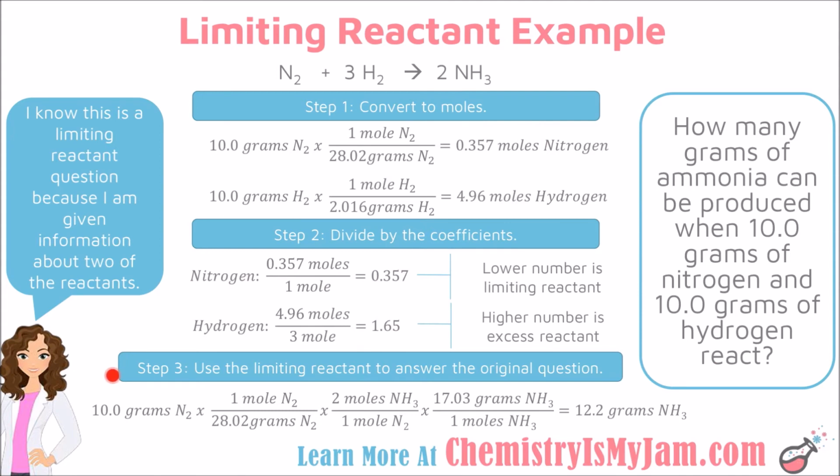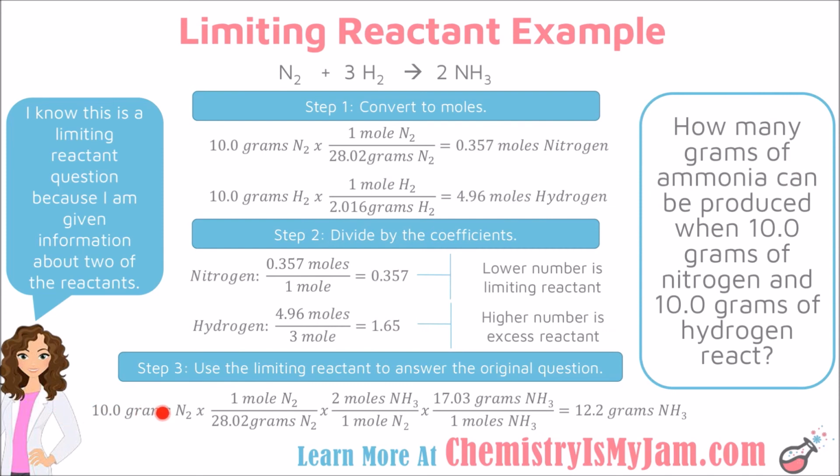Now, step 3, I use the limiting reactant to answer the original question. So my original question was how many grams of ammonia can be produced. I'm going to start with my information about nitrogen because nitrogen was limiting. So at this point, it looks like a normal stoichiometry problem where I'm starting with the limiting reactant.